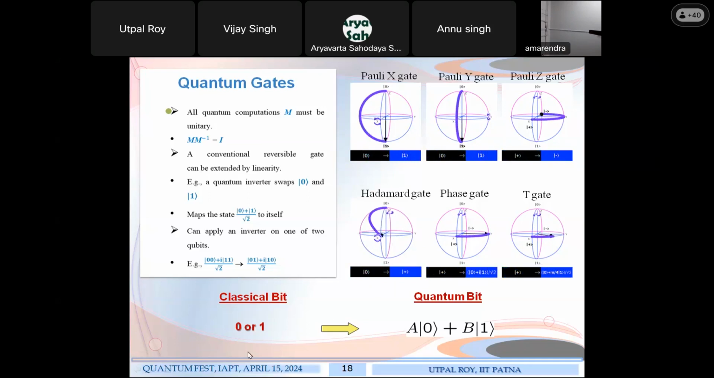And on the bottom, I have written that a quantum bit is alpha 0 plus beta 1, where alpha and beta can be any number, but alpha squared plus beta squared should be 1. So, normalized. Otherwise, this can have infinite combinations. Whereas the classical bit is 0 or 1. It is not both 0 and 1. It is 0 or 1.